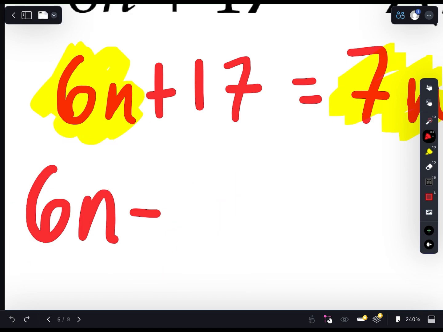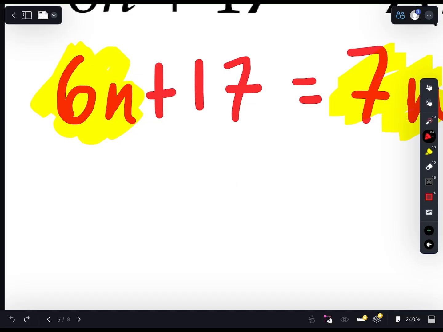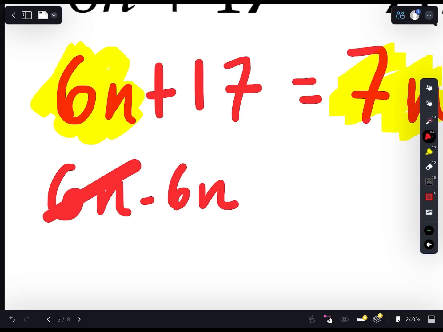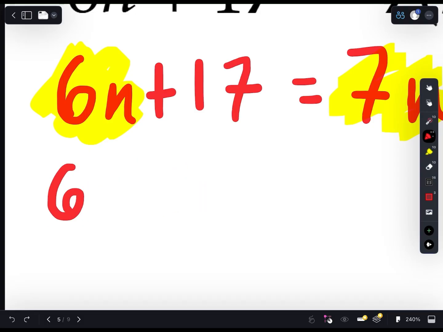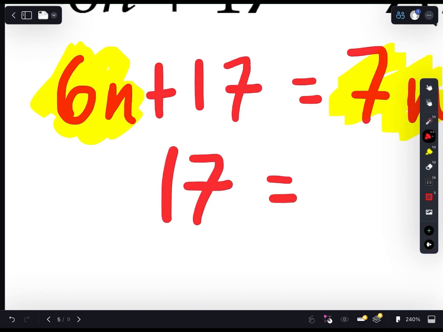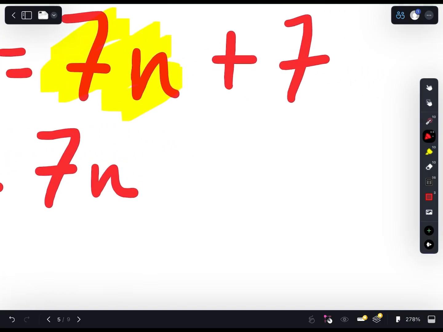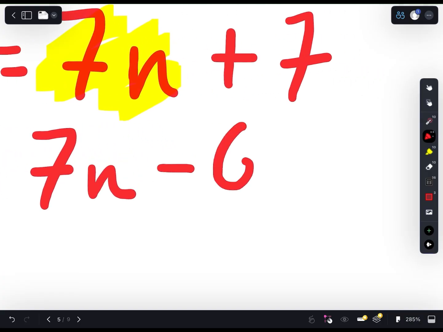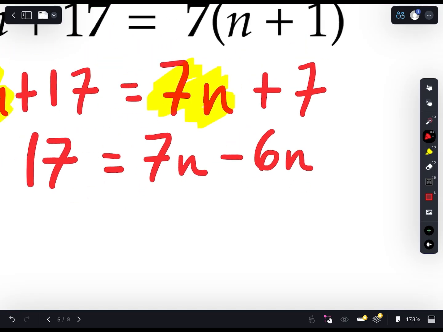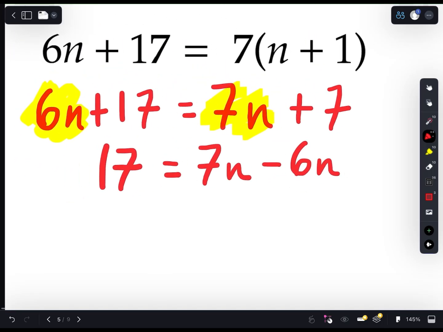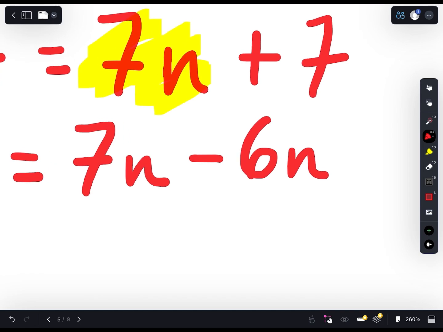We can do 6n minus 6n. 6n minus 6n will give us nothing. It will cancel out. So I can just write 17 here. But I did that on the left side, so I have to do it on the right side as well. So there we go. I had brought in a minus 6n on the left side to cancel it out. So I'm bringing in a minus 6n on the right side to cancel it out.